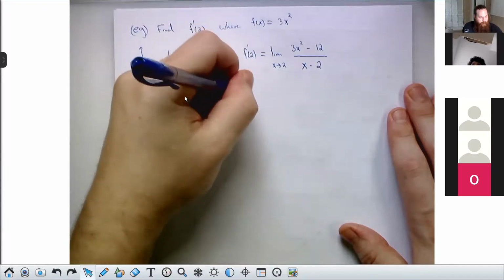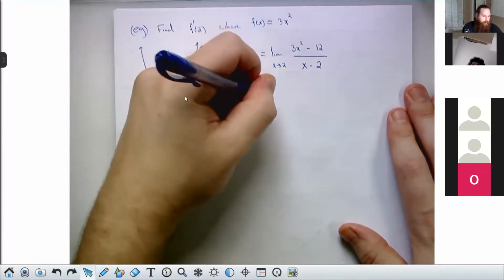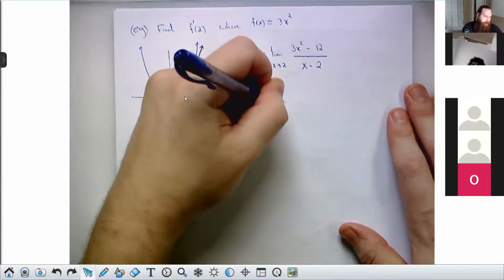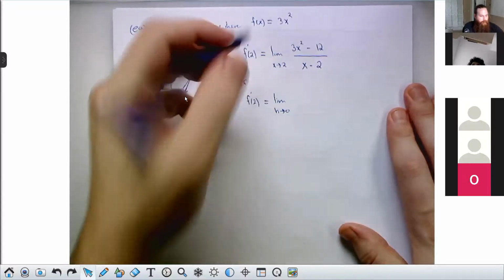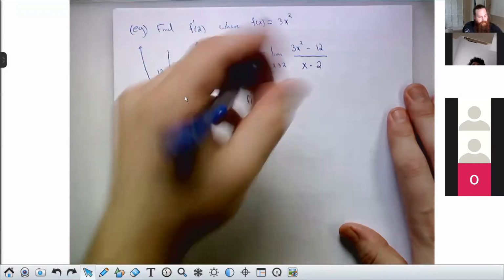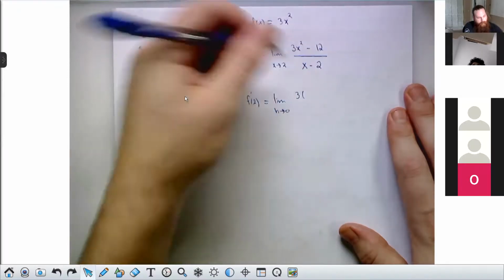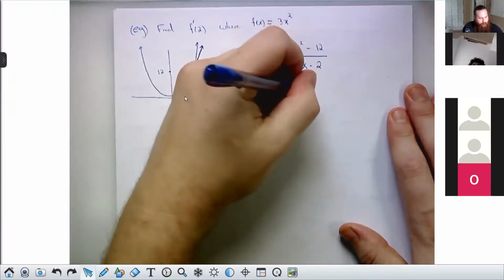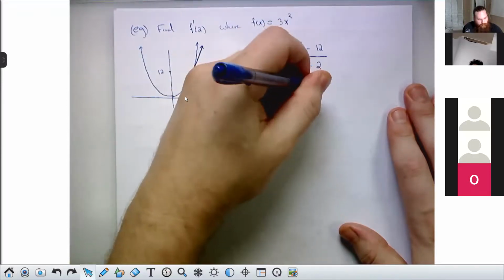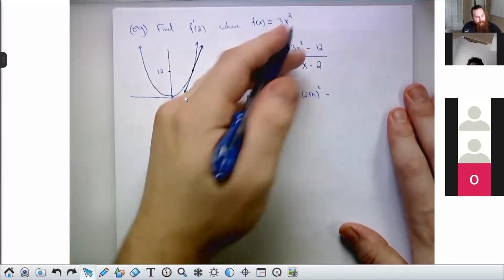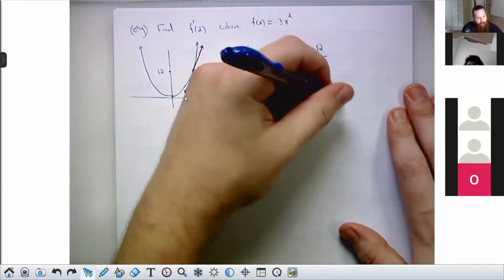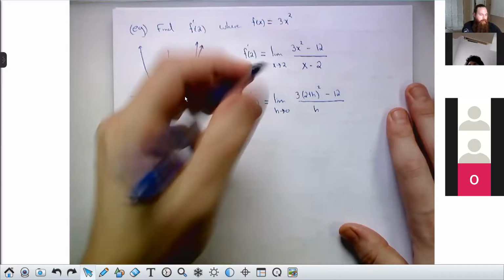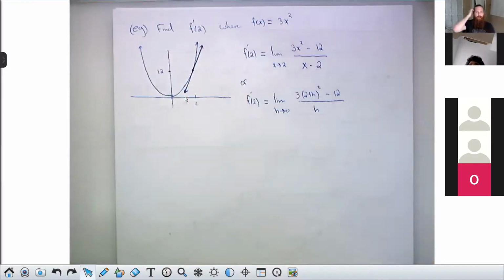Or we could calculate f prime of 2 as the limit as h goes to 0 of f of a plus h. That would be f of 2 plus h. So that would be 3 times 2 plus h squared, minus f of a, which is still 12, all over h. So we have a choice. We could calculate the limit either way. You'll get the same number either way, and it's up to us which we would rather do.